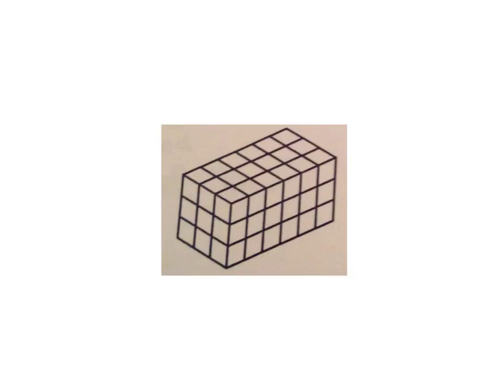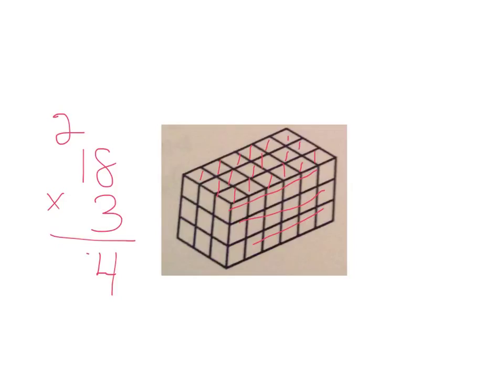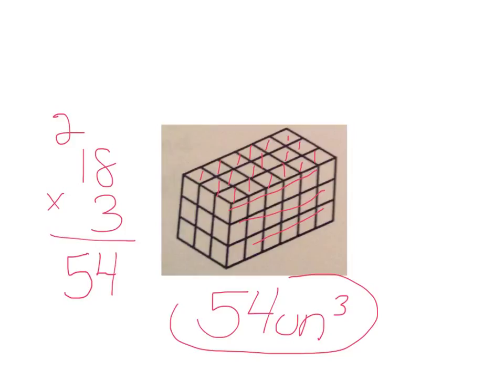And here's another one. I want to count how many are on the top layer. So 1, 2, 3, 4, 5, 6, 7, 8, 9, 10, 11, 12, 13, 14, 15, 16, 17, 18. So there's 18 in the top layer, and then there's 1, 2, 3 layers. So we have 3 18s. So you might need to multiply 18 times 3. 3 times 8 is 24. 3 times 1 is 3. Plus 2 is 5. So this has a volume of 54 cubic units. And that's how it's pronounced, cubic units, even though the 3 is at the end.